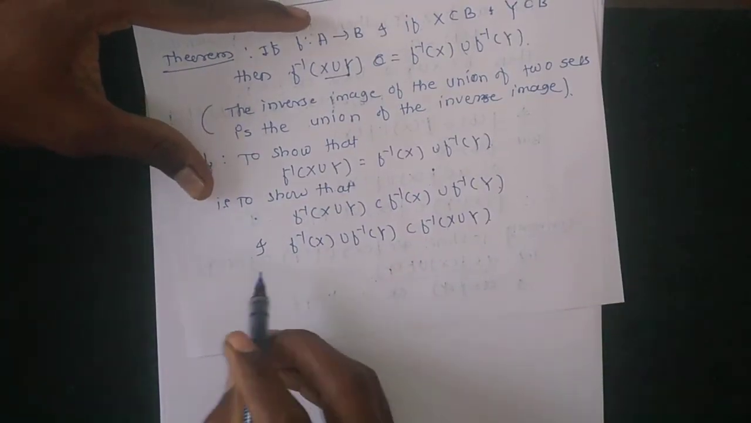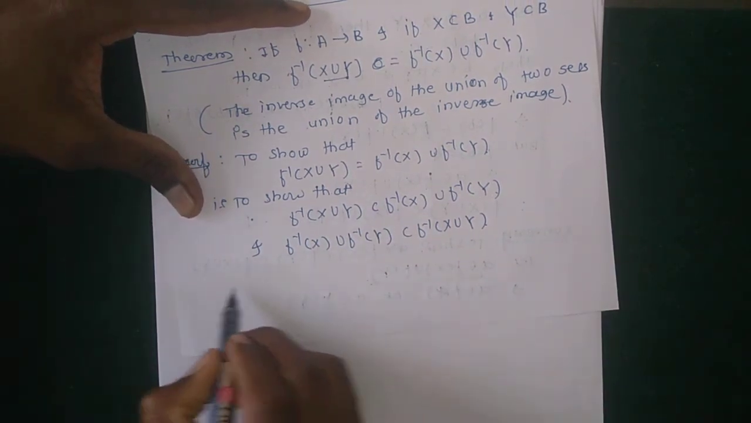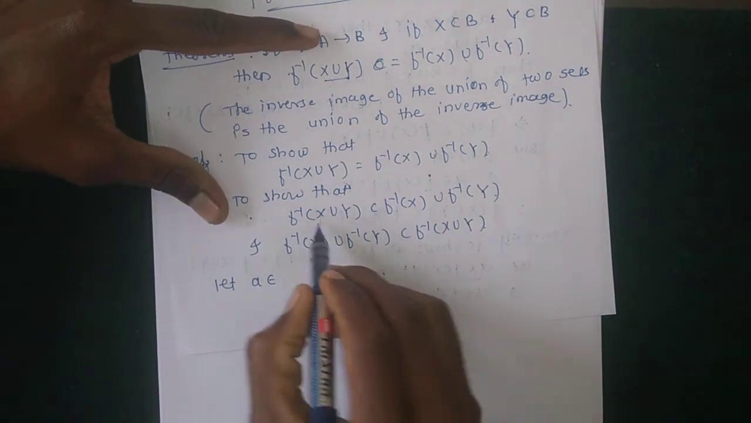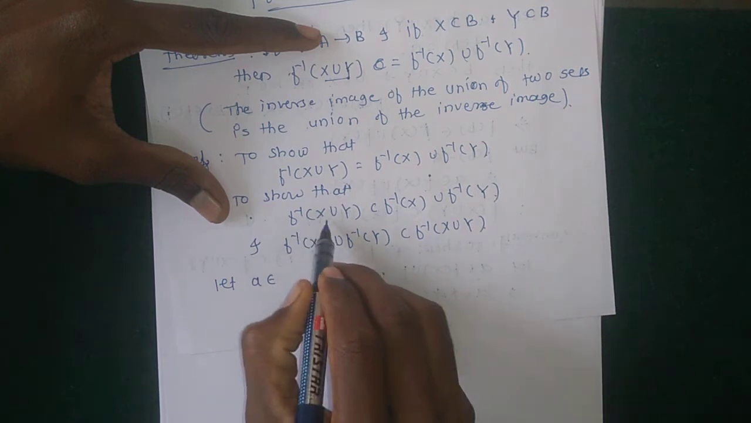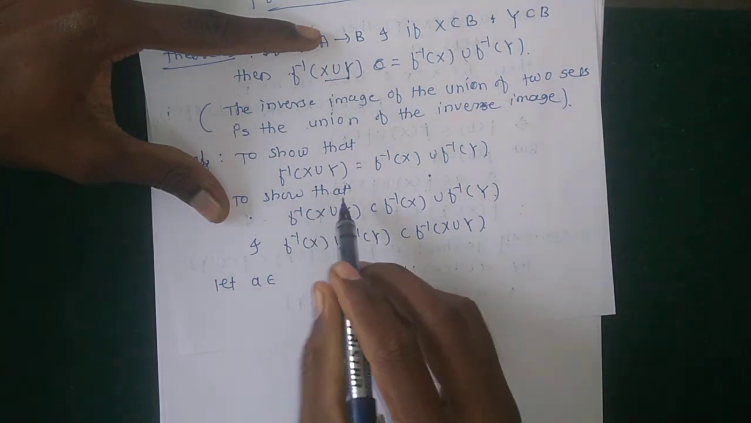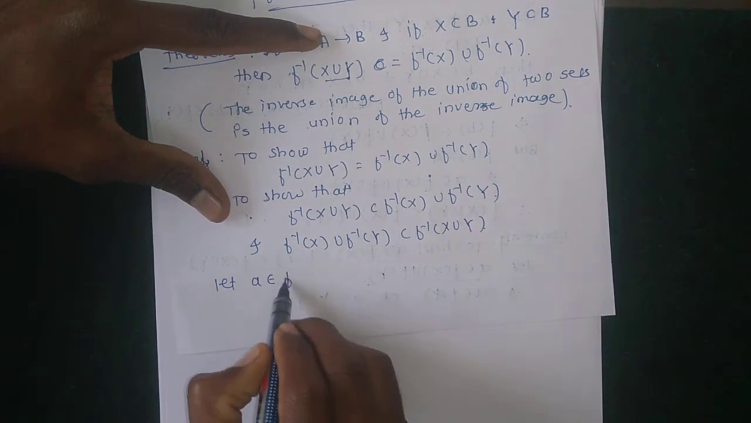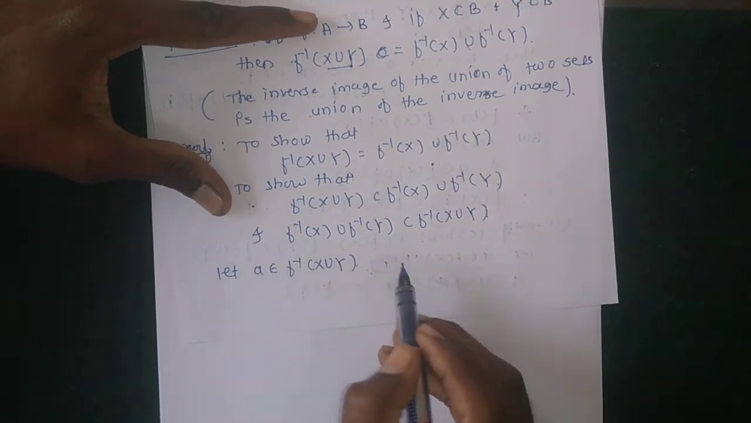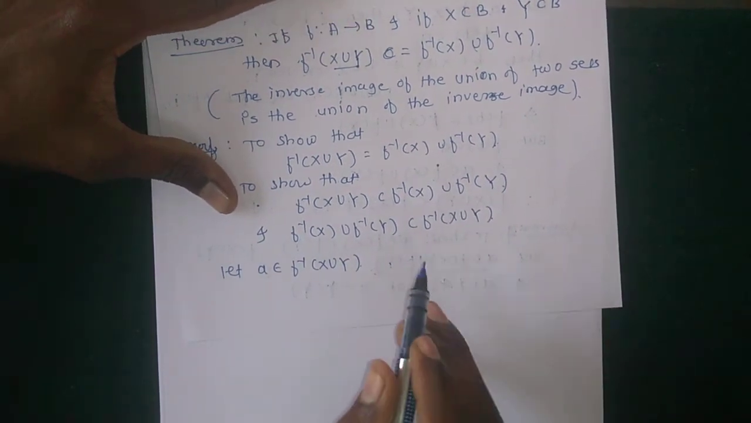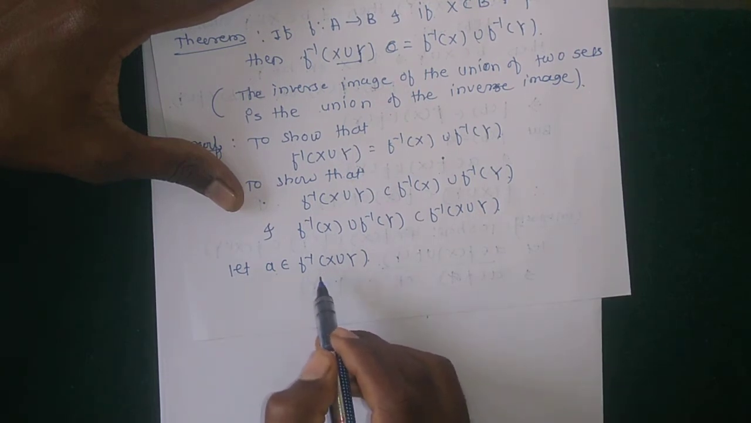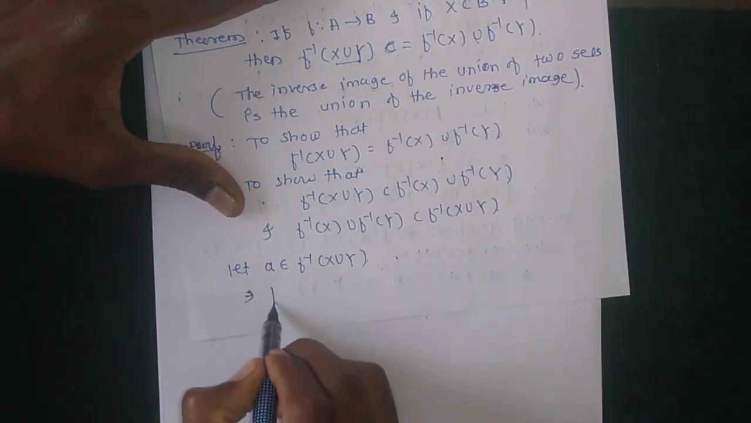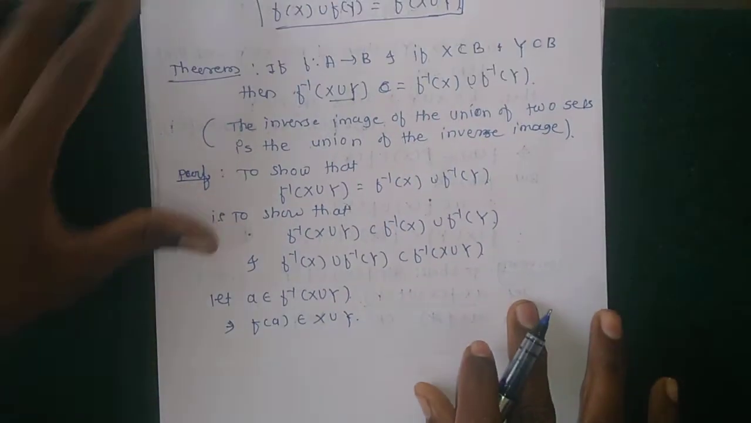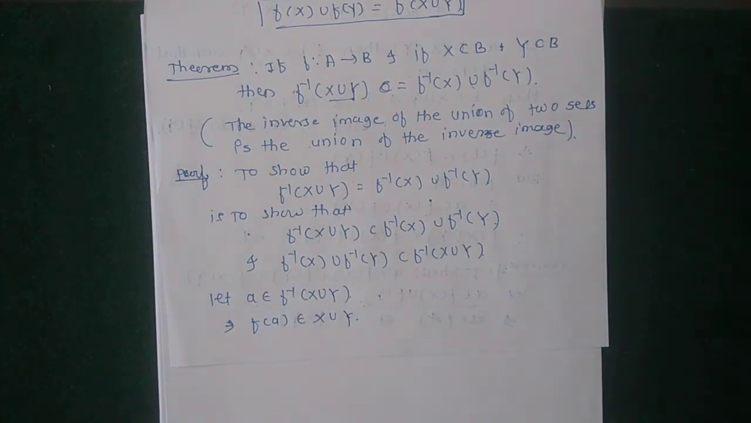Okay, so let a belong to f inverse of X union Y. Suppose we take any one element from this set, and we show that this element belongs to the other set. Since a belongs to f inverse of X union Y, the inverse image of the union of two sets, this implies that f of a belongs to X union Y. Why does f of a belong to X union Y?